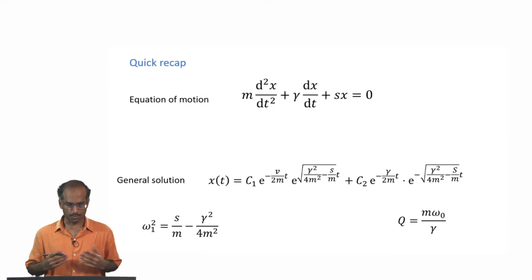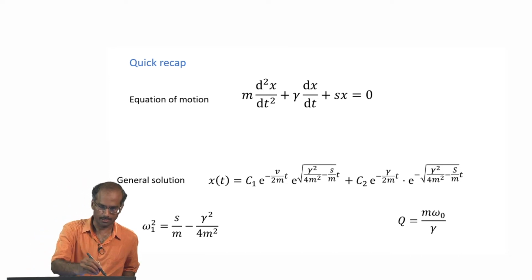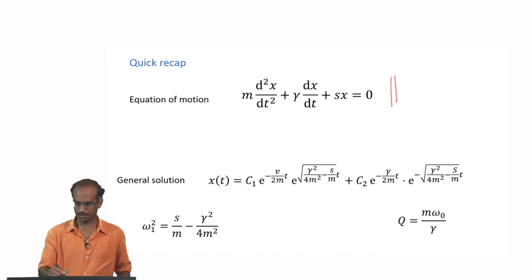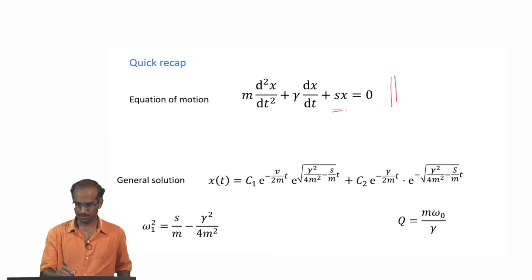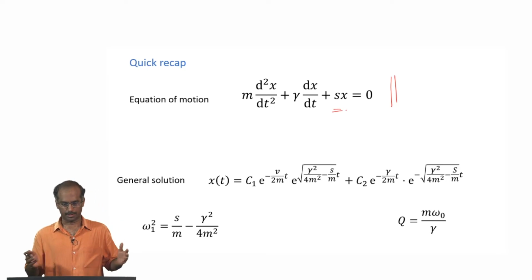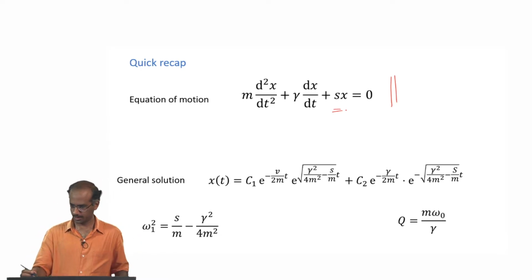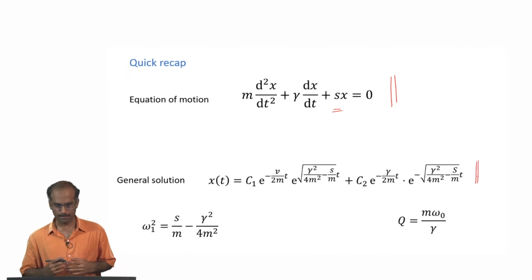As usual we begin with the equations of motion, and they are here. Just to remind you, gamma is the dissipation coefficient and S is the stiffness constant, and in general you can obtain solutions for this. We spent the last 3 modules doing that, and here is the general solution.